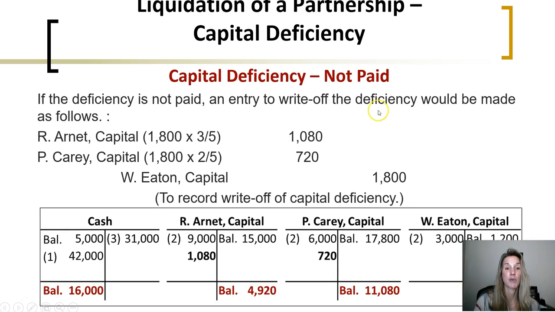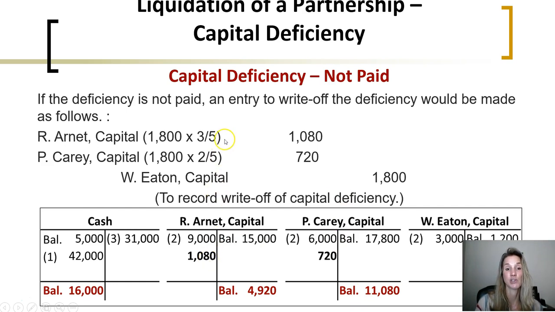It is possible that the deficiency is not paid. So that deficiency would just be written off. In other words, the partner with the deficiency refuses to pay it off. So that ends up going into the other owners' capital accounts, and they would just have to split it up.